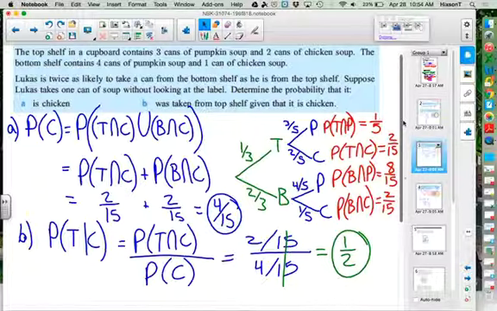That's only the probability that we picked the top, without regard to what we actually ended up with. The reason why we have to consider this is because we already see the can. It was taken out of the cupboard, he's got a can of chicken in his hand. So which shelf did it come off of? That's what we're trying to figure out. What's the probability it came off of that top shelf?